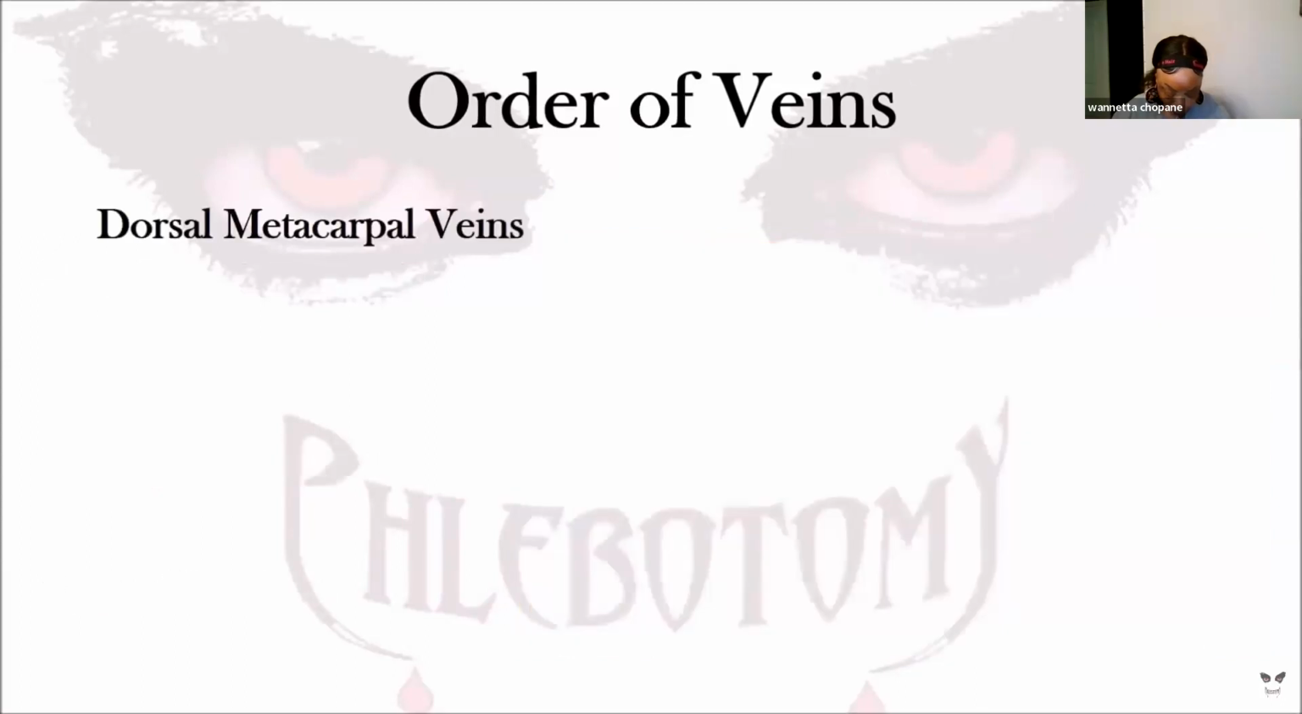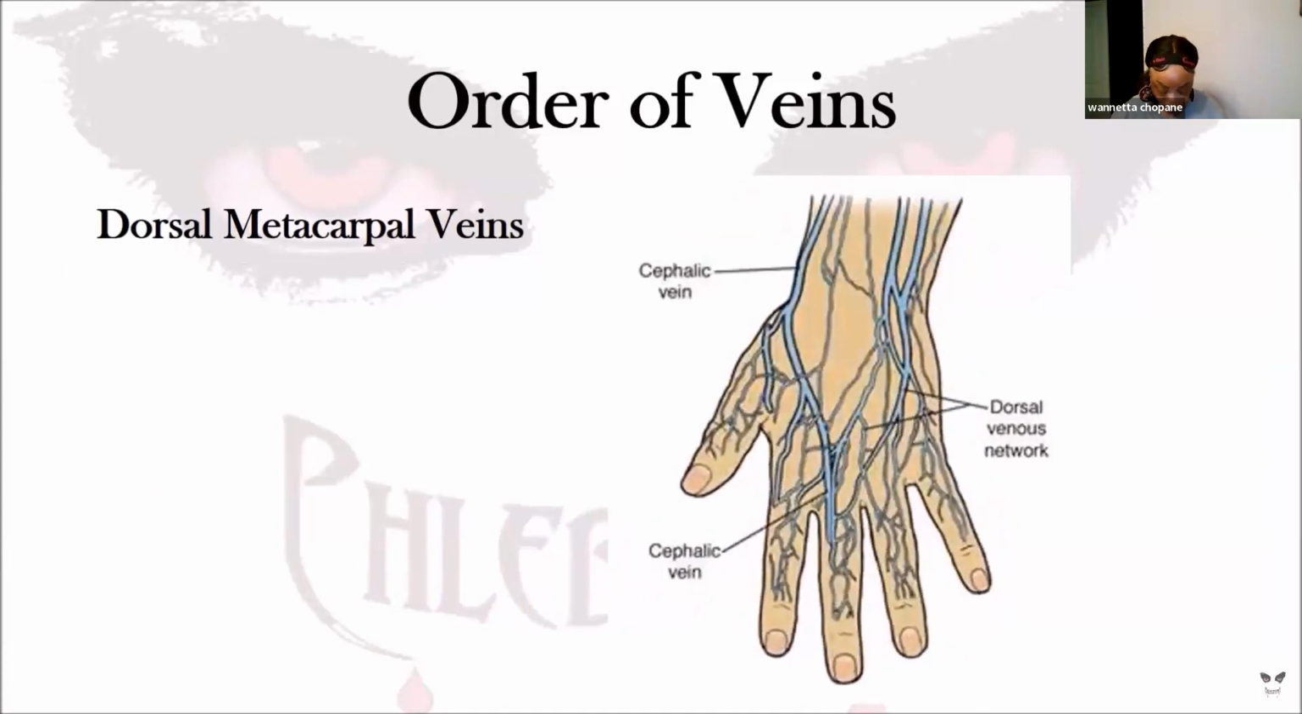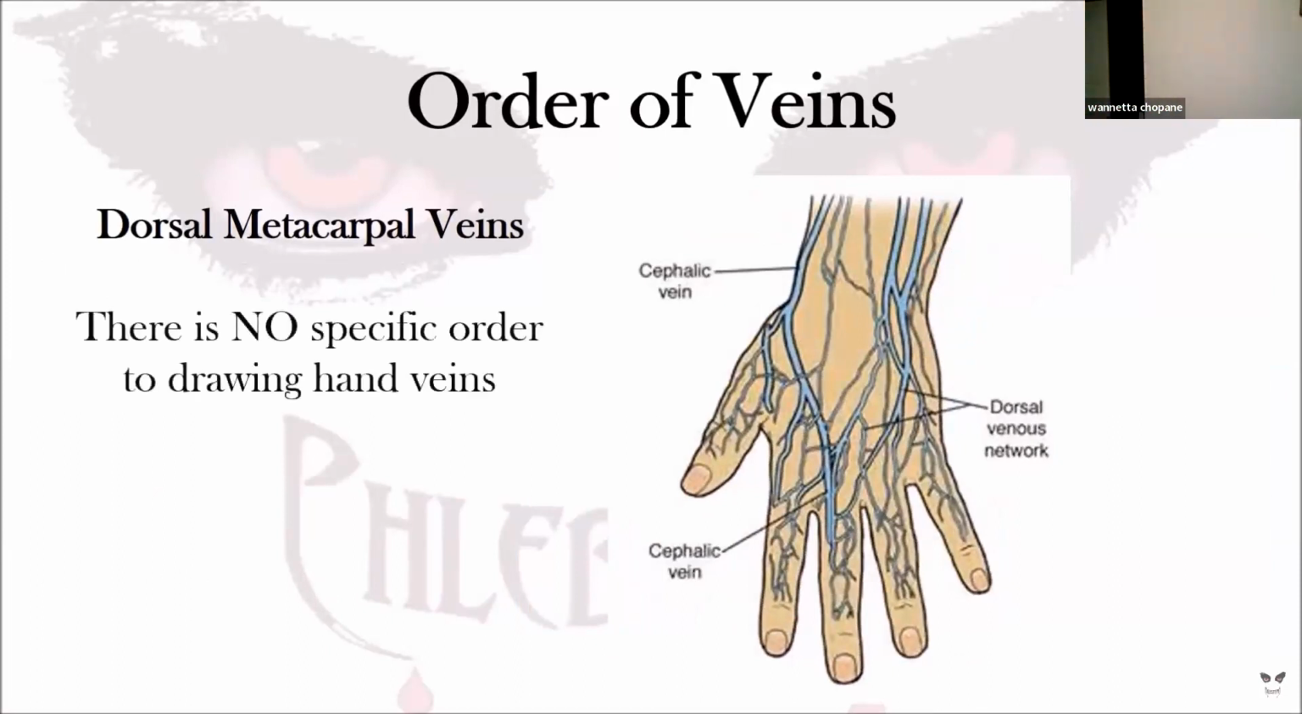Now, if all three veins are not accessible on the arm, then we need to look at the back of the hand. Now, the back of the hand veins are referred to as the dorsal metacarpal veins. Now, with this, there is no specific order to drawing hand veins. Whatever vein you feel comfortable with when inspecting the dorsal metacarpal veins on the back of the hand, then you can attempt to draw any one of those veins.